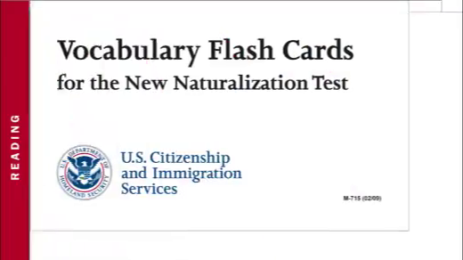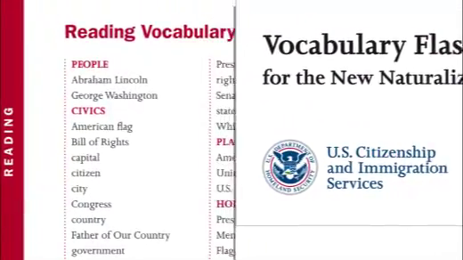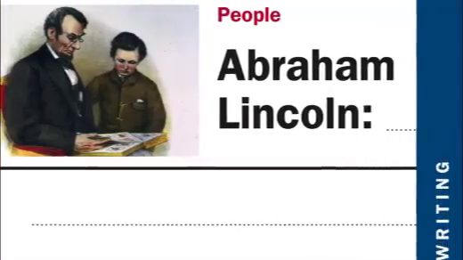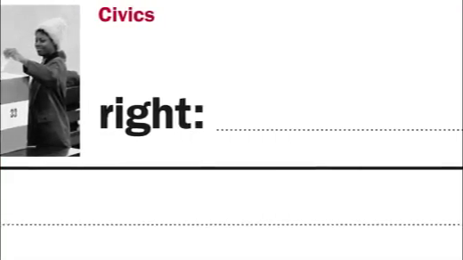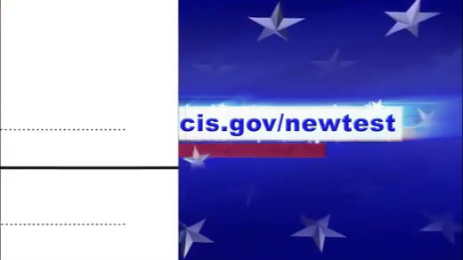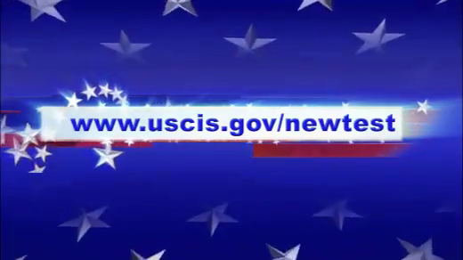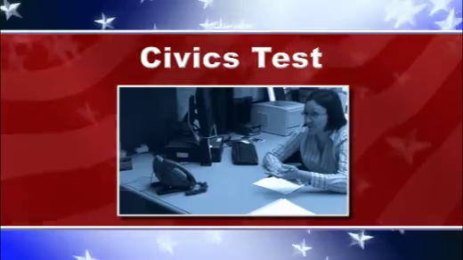To help applicants prepare, USCIS has released reading and writing vocabulary lists containing all the words found in the English reading and writing portion of the new test. These lists, along with evaluation and scoring guidelines for the English test, can be found at uscis.gov/new test.